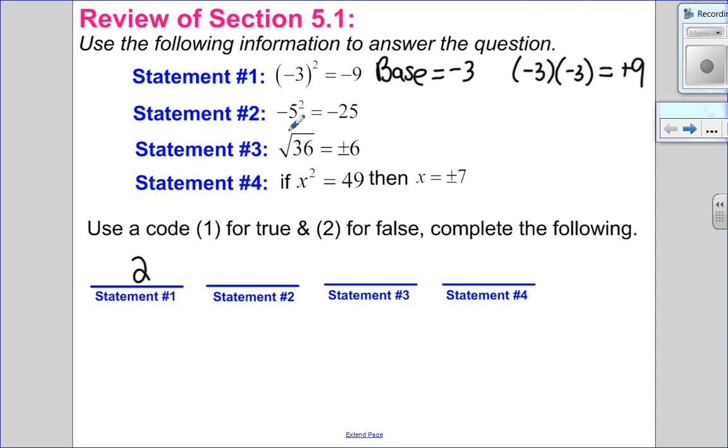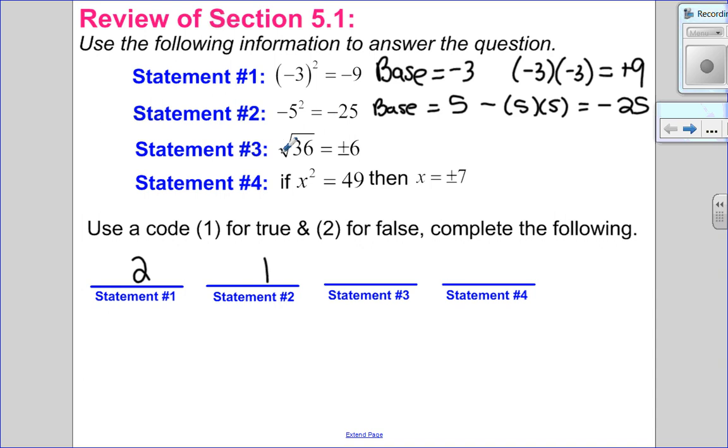Statement number 2 has -5 squared. Here the power is negative, and the base is +5. So this is saying negative whatever 5 squared is. Well, 5 squared is 5 times 5, so this is negative 5 times 5, which is -25. So this one is true. I hope you see the difference between those by placing the brackets around the negative. If there are no brackets around the negative, it is the power that is negative, not the base.